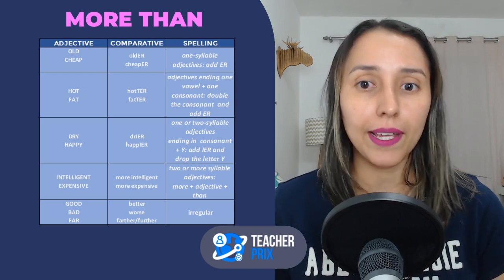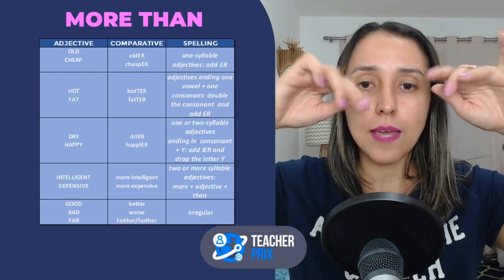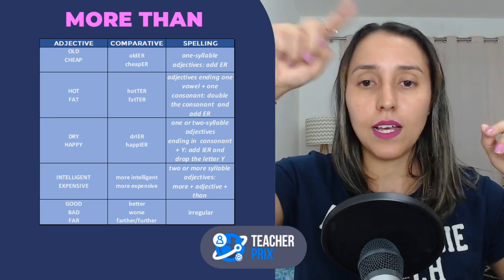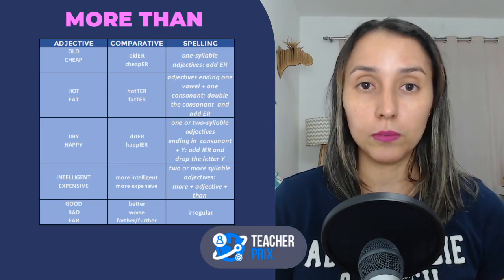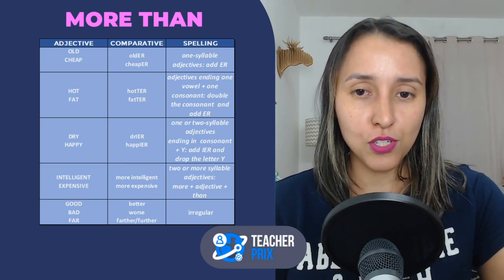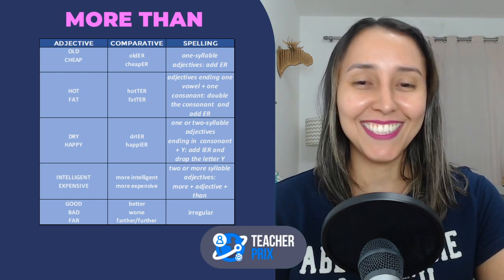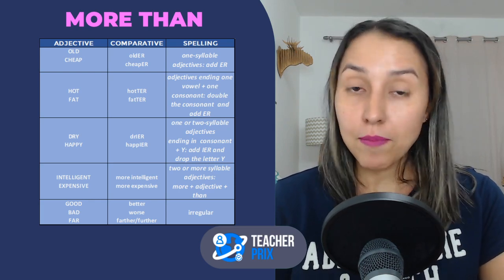So let's say dry. I go to Google and I type dry, the symbol of plus, then comparative form. Google should give the answer to you. You're welcome. Well, I'm not joking, okay?